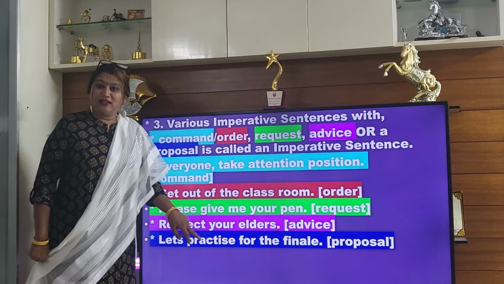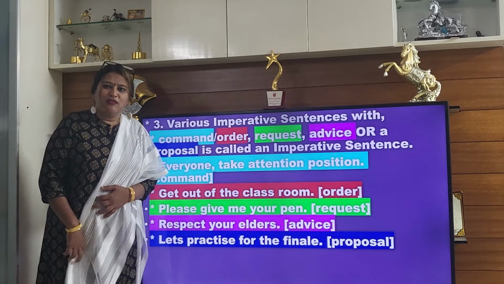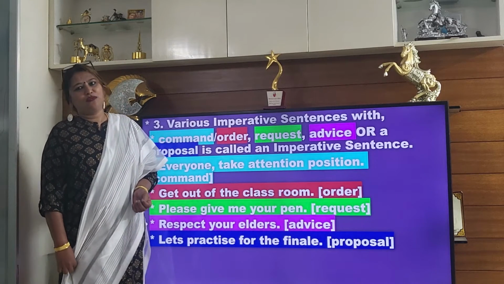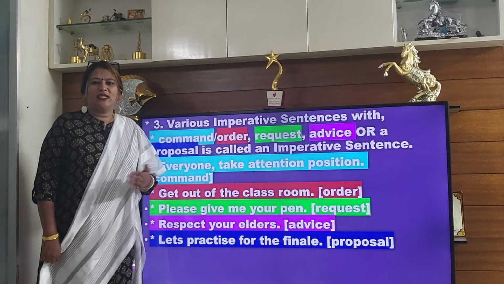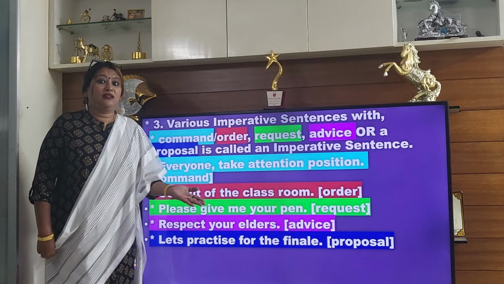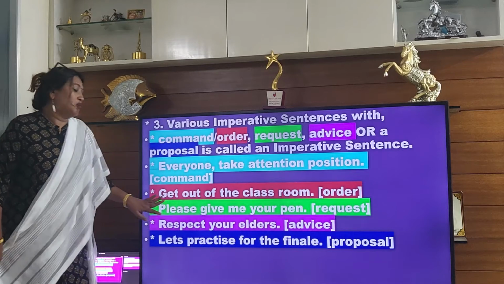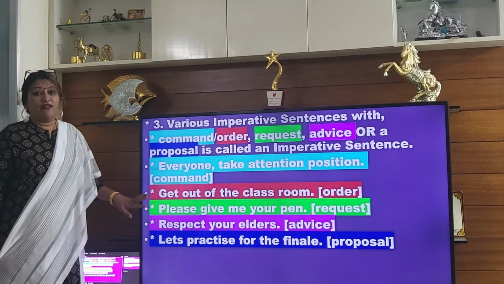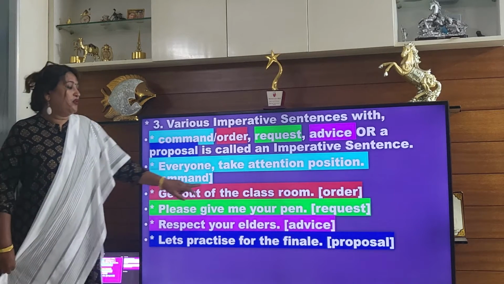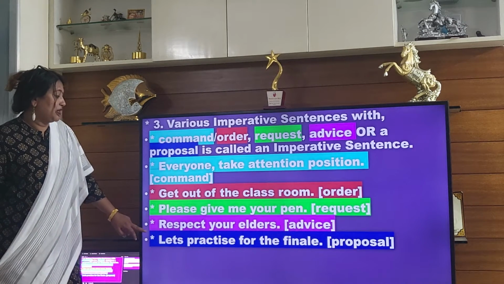Please give me your pen. You're placing a request. If you threaten somebody and ask a favor, will they do it? No one will. Everyone likes to be pleased. So there's a way of talking. There's a way of using magical words in English, which turn out to create big magic. Got it? So always use the magical words, dear. They actually create a big impact. See, get out of the classroom. That's an order. Now third, please give me your pen. That's a request.